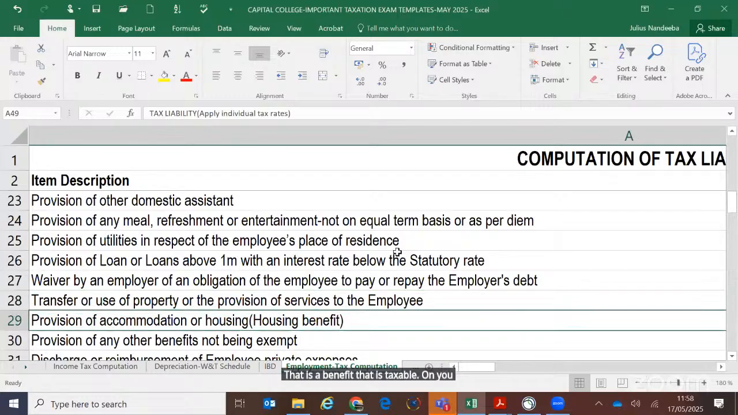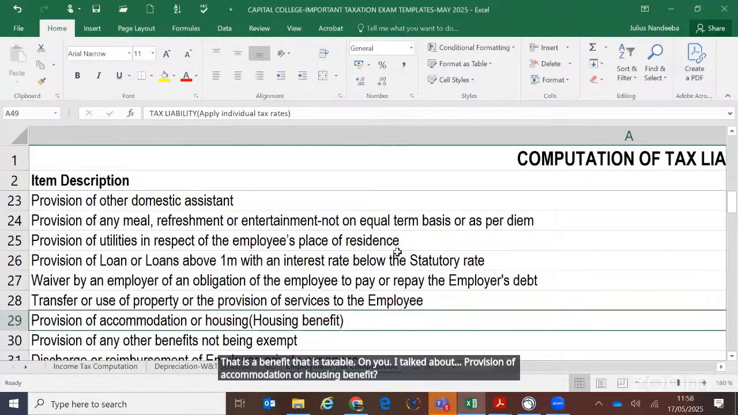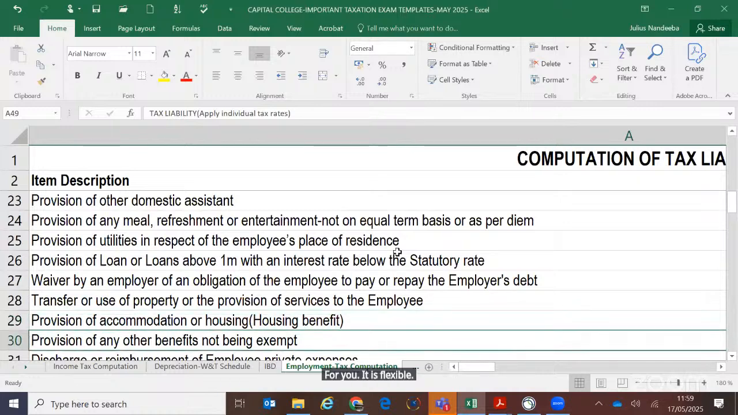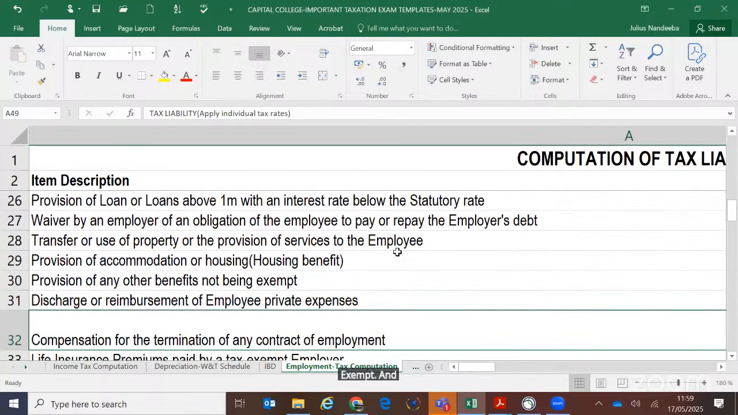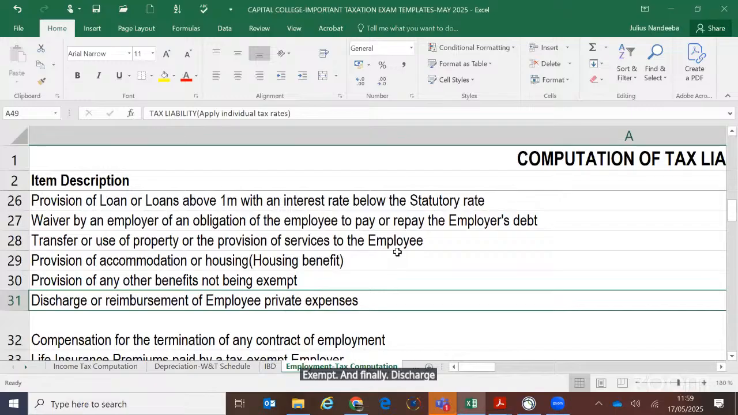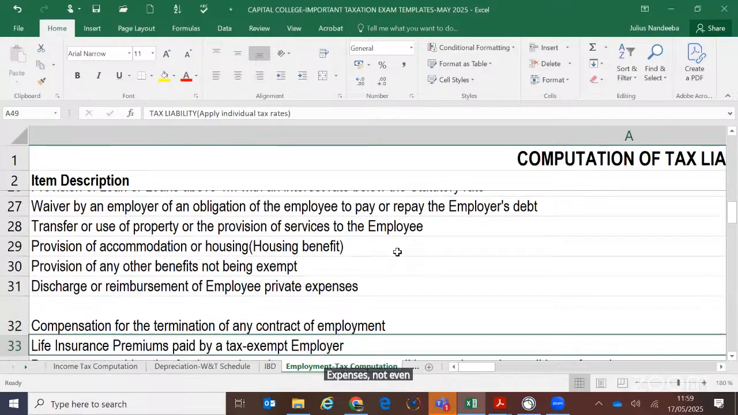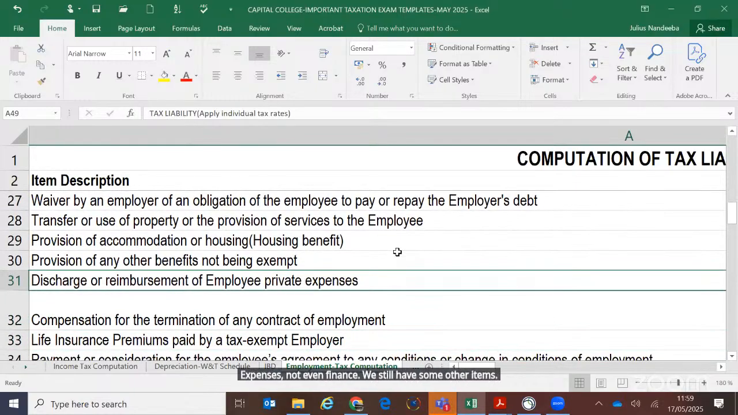I talked about provision of accommodation or housing benefit. This is when they have given you a house or they are paying rent for you. It is taxable. Provision of any other benefit not paying, exempt. And finally, discharge or reimbursement of employee private expenses, not even finally. We still have some other items. So discharge or reimbursement of employee private expenses.